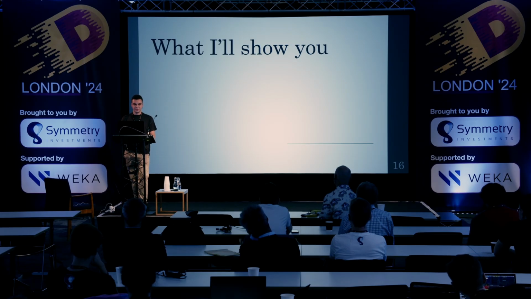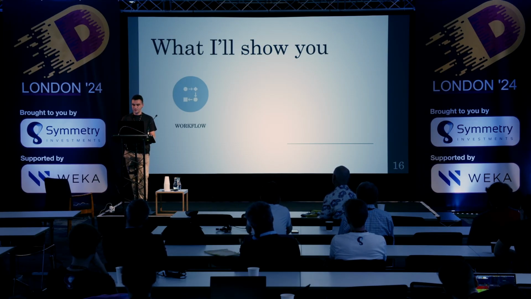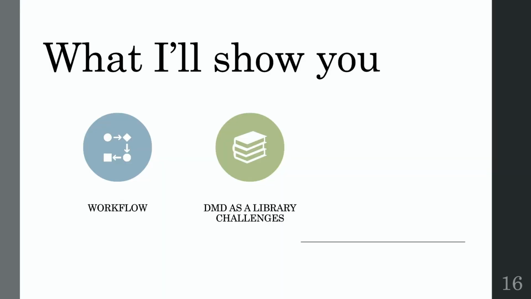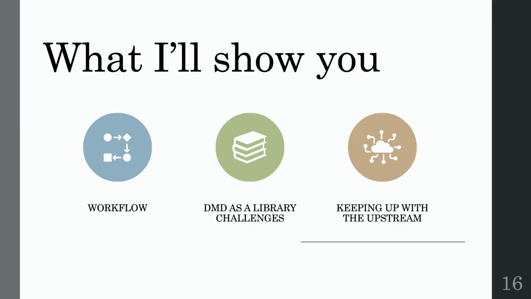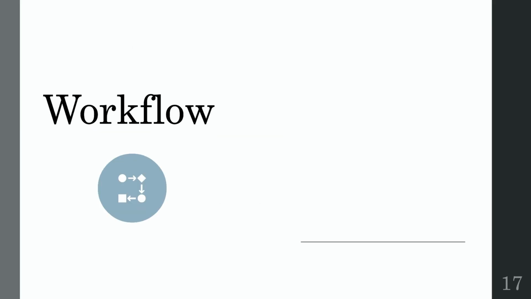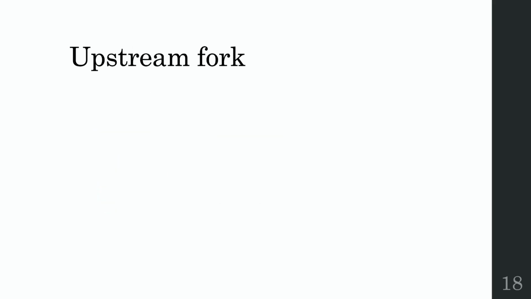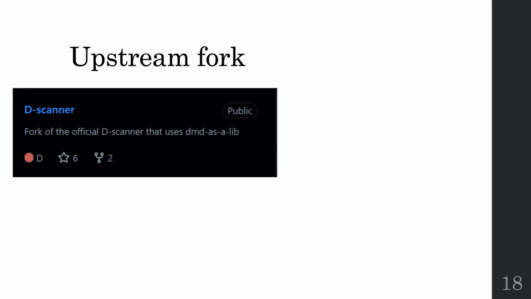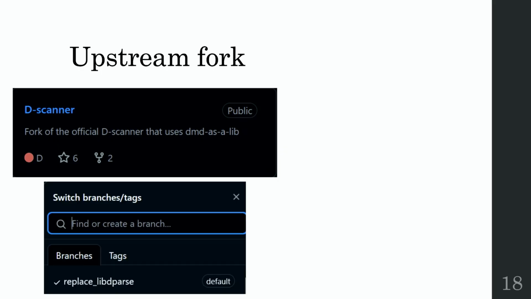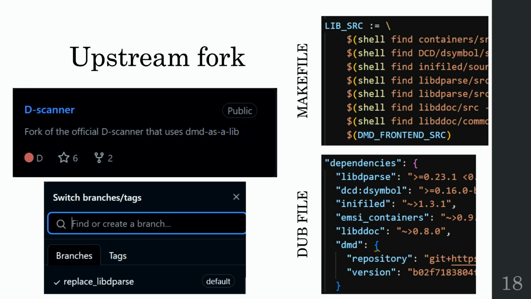Now, whilst Lucian's talk was more focused about showing the details of DMD-as-a-library and showing how several checks work, what I'm going to show you instead is what our workflow looked like, several challenges we have encountered when dealing with DMD-as-a-library, and the efforts necessary for keeping up with the upstream. So for our workflow, we followed a pretty standard model of open source collaboration. We have forked the official repository, we made our own main branch, and we also had to update our build files in order to include DMD.